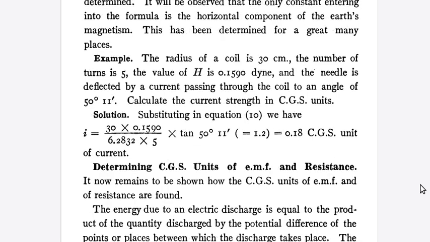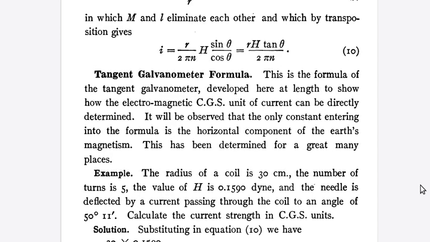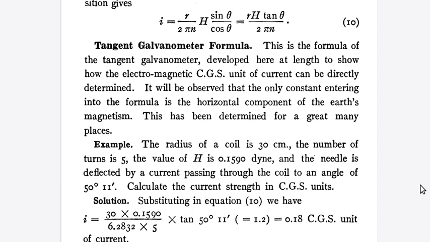Example. The radius of a coil is 30 centimeters, the number of turns is 5, the value of H is 0.1590 dyne, and the needle is deflected by a current passing through the coil to an angle of 50 degrees 11 minutes. Calculate the current strength in CGS units. Solution. Substituting in equation 10, we have I equals 30 times 0.1590 divided by 6.2832 times 5 times tangent of 50 degrees 11 minutes, which is approximately 1.2, equals 0.18 CGS unit of current.